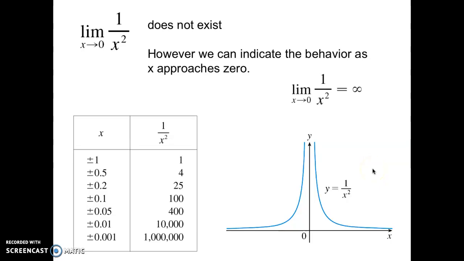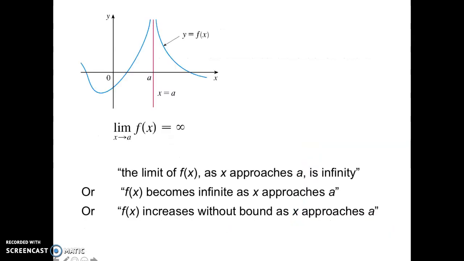So we say that the limit as x approaches 0 of 1 over x squared equals infinity. Technically, we could say it does not exist because there's no exact y value, but this is telling us that there's a vertical asymptote, that there's vertical discontinuity or infinite discontinuity, and that the function tends toward an output of infinity.